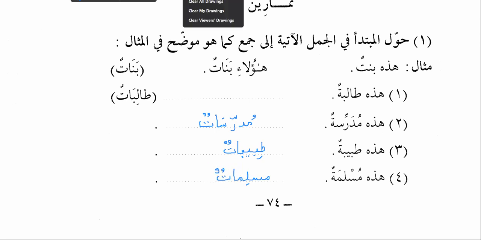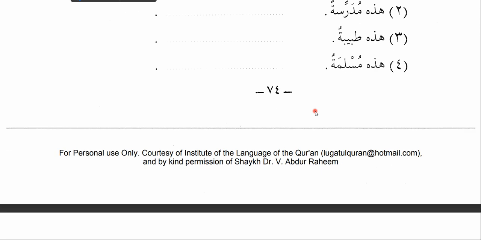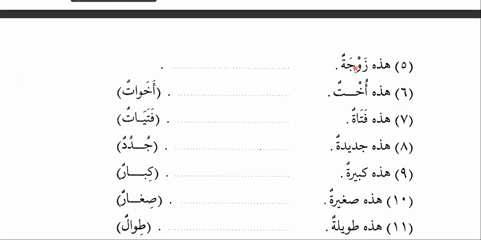Hazihi tabibatun, tabibatun. Muslimah, muslimatun. So let's move on to the next portion. As you can see, I'm just adding the suffix alif wa ta for jama muannas saalem. Hazihi zauja, from zauj becomes zauja. Zauj means couple, but zauj can also be used for husband and zauja for wife. So what is the plural of zauja? Zaujat. Now with the zauja, remove the tamarbuta and add the suffix alif wa ta.